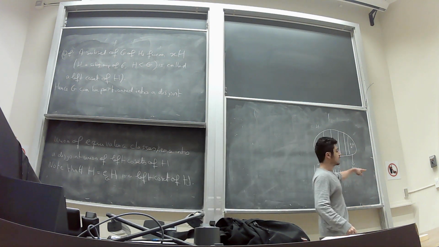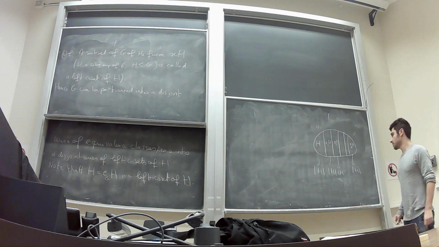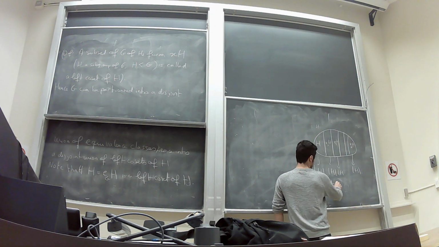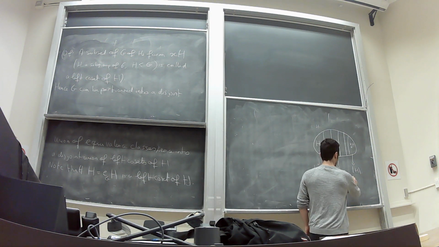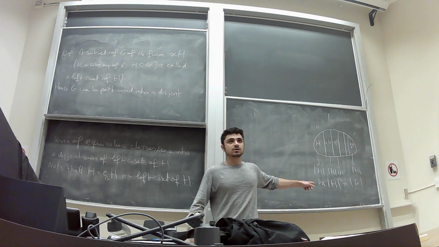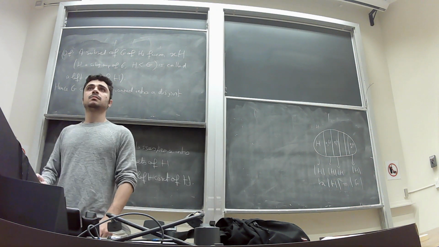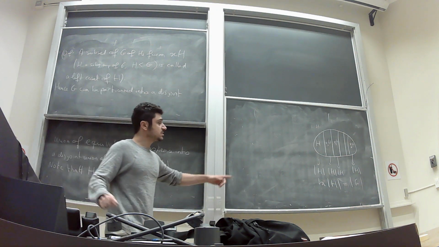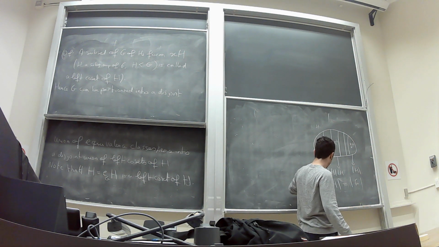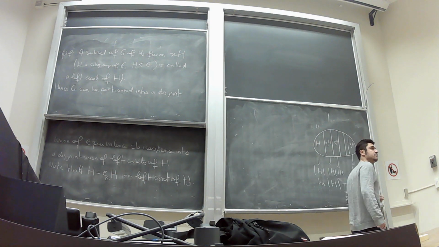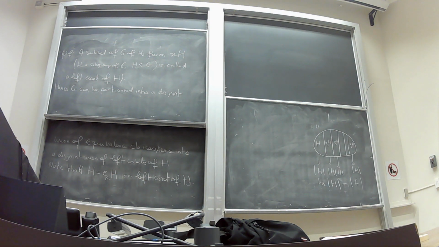If I add them up, how many elements do I get? On one side, it's k times |H|, right? Agree? And on the other side, I get |G| elements because the cosets partition G. If that is the case, I get that the number of elements of H divides the number of elements of G. Is it clear? Any question on this?